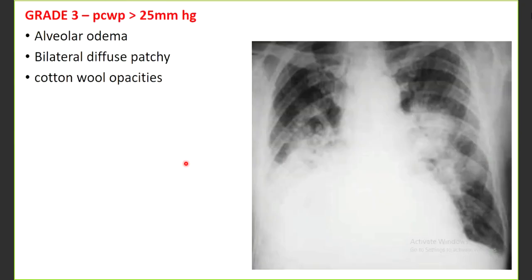Now, when the LA pressure further worsens, that means when it goes above 25, then things really become bad. You can see obvious alveolar edema, ground glass opacities, bilateral diffuse bat wing appearance, cotton wool opacities, and the X-ray will look like this. This means that the patient has been having very high LA pressures and is probably critically ill and needs ventilatory support.